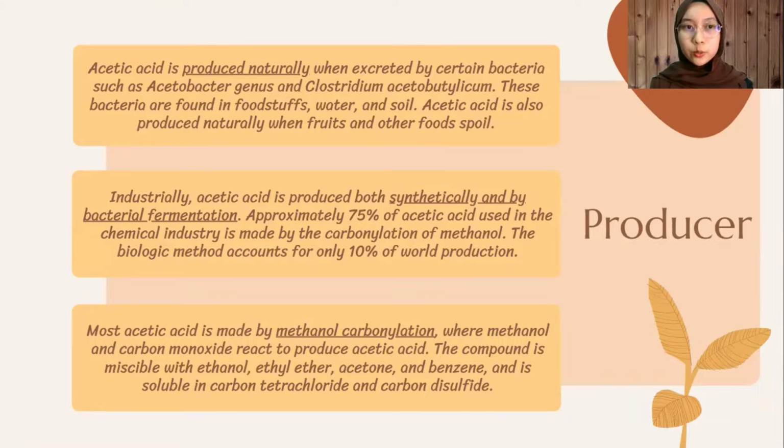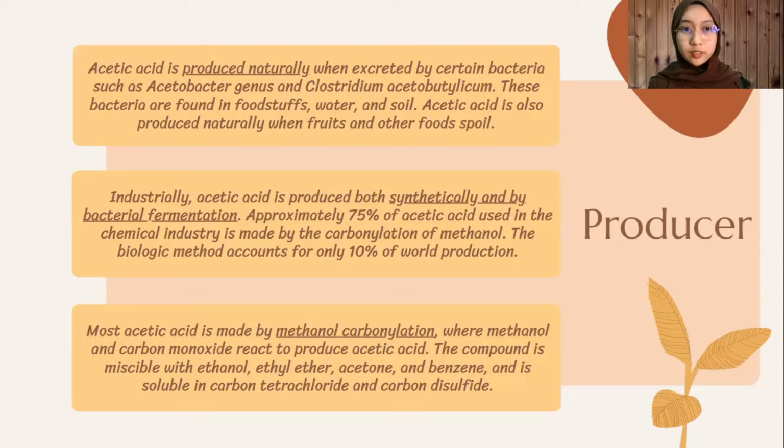Now I would like to present on the producer of acetic acid. Acetic acid is produced naturally when excreted by certain bacteria such as the Acetobacter genus and Clostridium acetobutylicum. These bacteria are found in foodstuff, water, and soil. And acetic acid is also produced naturally when fruits and other food spoils.